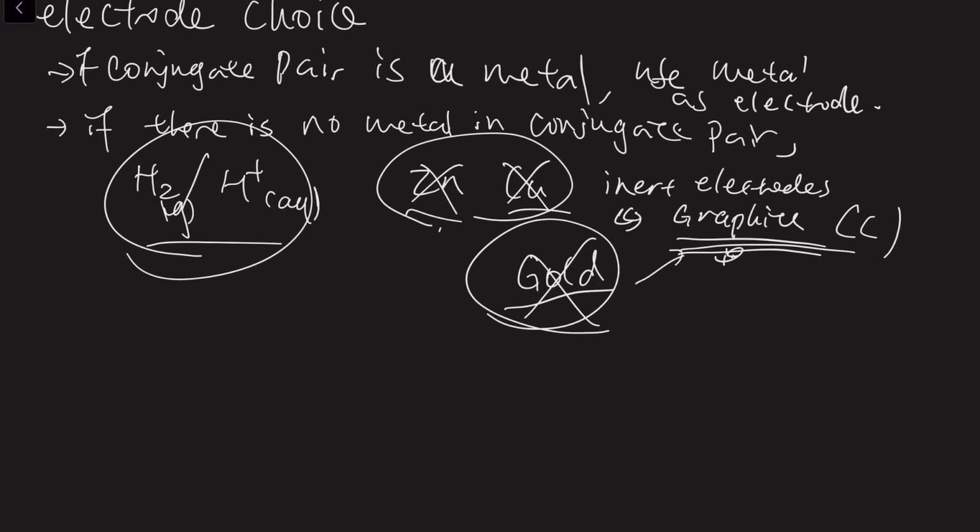Sometimes they do ask you this kind of question in the exam. Like why shouldn't we choose gold as the electrode? Then your reasoning should be based on the financial side rather than on the chemical properties of gold.